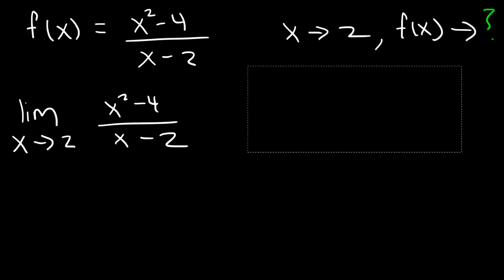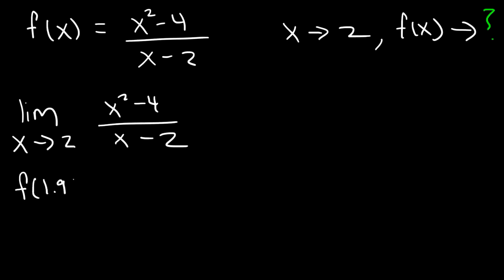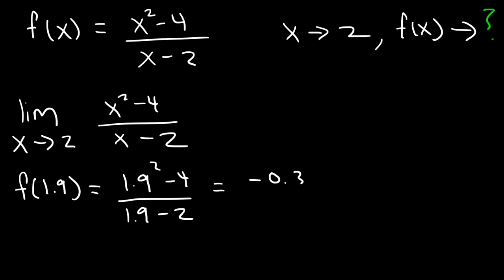So what we can do instead is plug in a number that is very close to 2. Let's try 1.9. So let's find the value of f of 1.9. That's going to be 1.9 squared minus 4 over 1.9 minus 2. 1.9 squared minus 4, that's negative 0.39. 1.9 minus 2 is negative 0.1. When you divide these two, you're going to get positive 3.9.